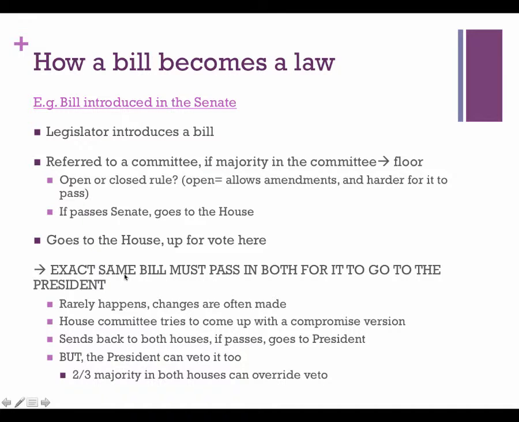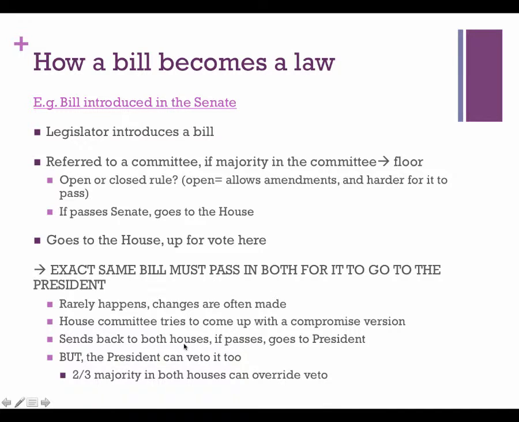Now again, the exact same bill has to pass in both houses in order for it to go to the president for he or she to sign. And as you can assume, this rarely happens. There are a ton of changes that are generally made, and the process goes through as many iterations as it has to in order for there to be consensus on the bill itself. So then let's say the House would try to come up with a compromised version of the bill, and it goes back again to both houses, right?